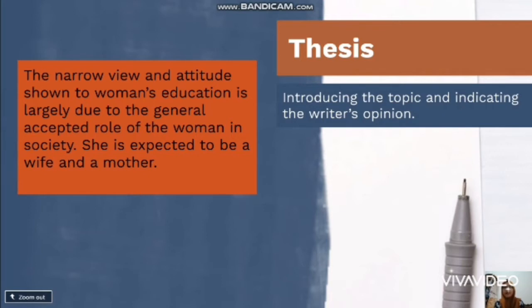Jadi di part thesis ini digunakan untuk memperkenalkan topik yang akan dibahas, lalu mengindikasikan juga opini yang akan dilontarkan oleh si penulis. For example, you can see in the orange box here, the narrow view and attitude shown to women's education is largely due to the general accepted role of the woman in society. Jadi di sini yang di-highlight adalah narrow view dari women's education. That's the point that the writer wants to highlight and introduce to you first.